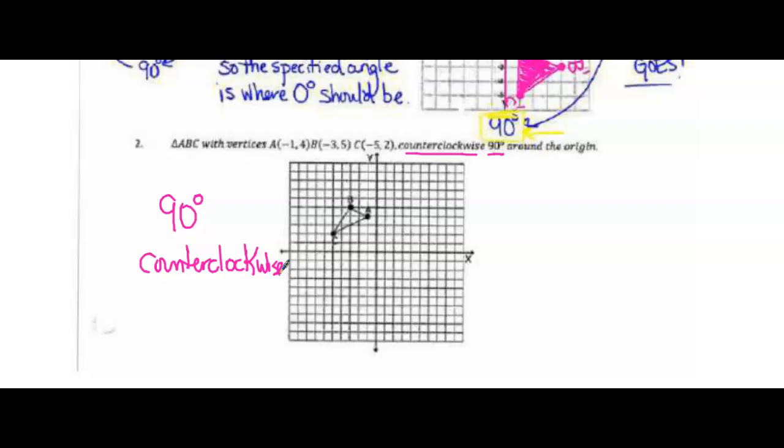So, first thing, we put 0 where 0 always goes. 0 always goes to the right. I'm now going to draw an arrow to 90 degrees counterclockwise. Now, counterclockwise goes this way, and 90 degrees would be up here. All right? So what I want you to do now is turn your paper so the 90 degrees is where 0 should be, just like we did on the last one.